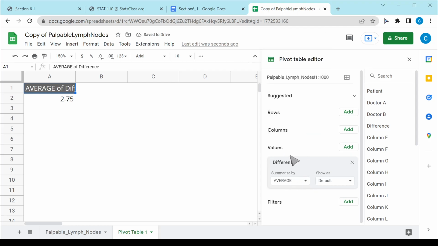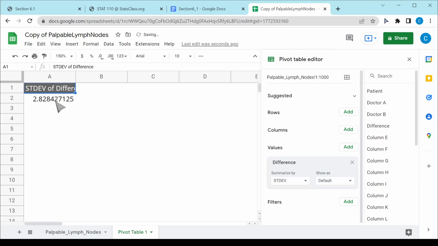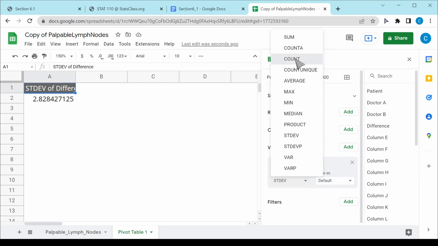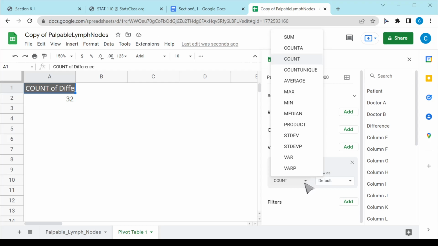So select difference for the values box and then just tell it what statistic you want to compute. And there's the 2.75 number. The standard deviation number, that's another option here. If I ask for the standard deviation, then that's the 2.82 number. The other one that we use a lot is just a count. How many do I have? 32. So I can specify the different statistic that I'm interested in right here. So that's how I got the average and the standard deviation, etc.